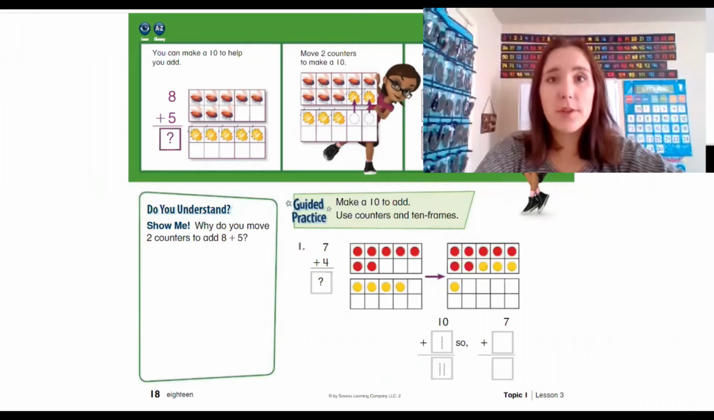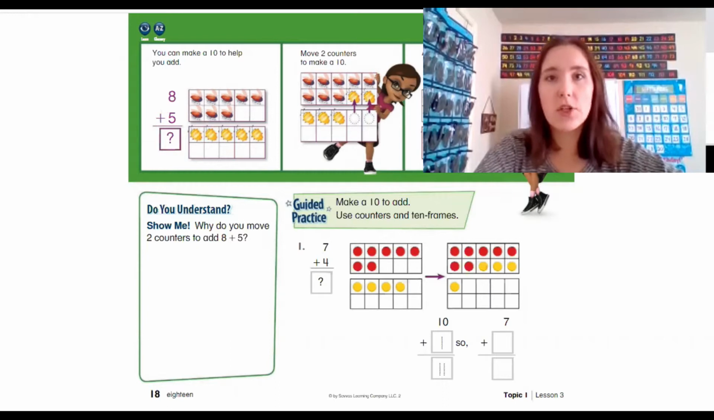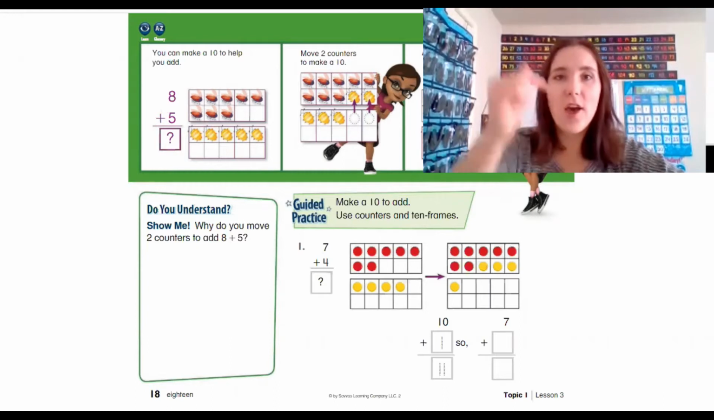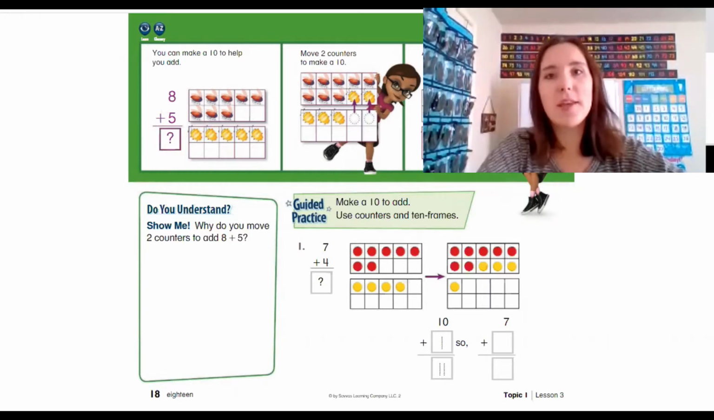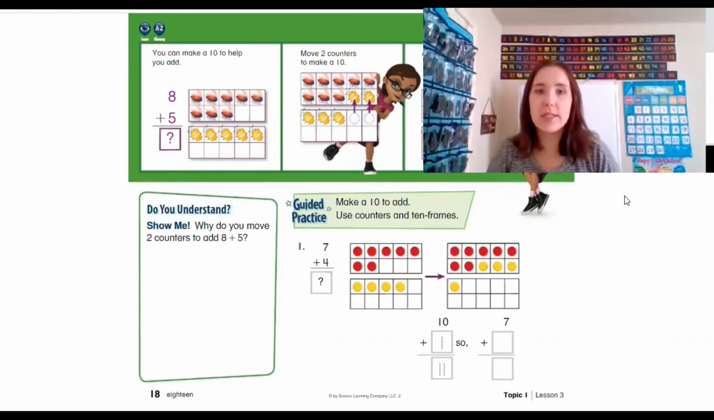Okay, now that we watched our visual learning video, let's do the guided practice problem together. So if you need to pause the video and go get your math book and turn to page 18, go ahead and hit that pause video and then hit play when you're all ready to go. Okay, now that you have your math book and you're on page 18, let's do the guided practice problem together.